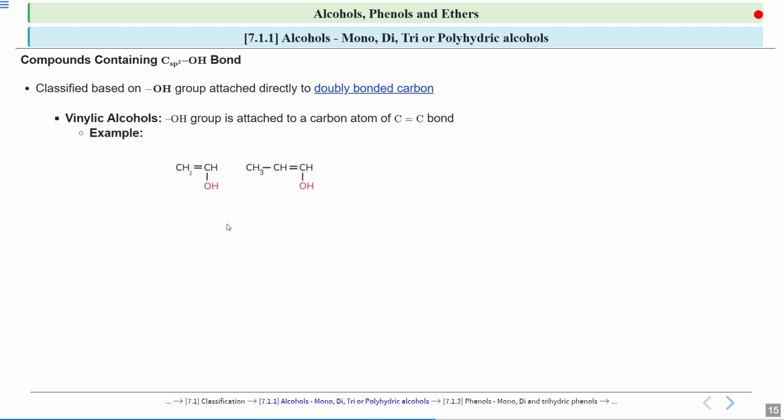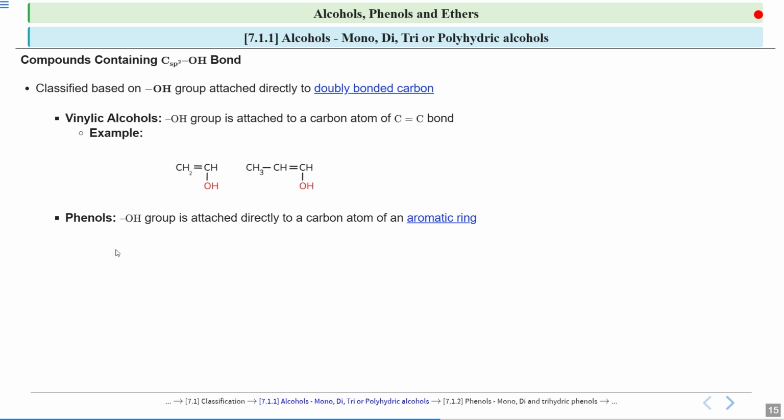For example, we have this molecule, CH2=CHOH. The hydroxyl group is attached to this carbon, which is sp2 hybridized and a double bonded carbon. Another example is this molecule, CH3CH=CHOH. The hydroxyl is present on this carbon, which is sp2 hybridized and a double bonded carbon.